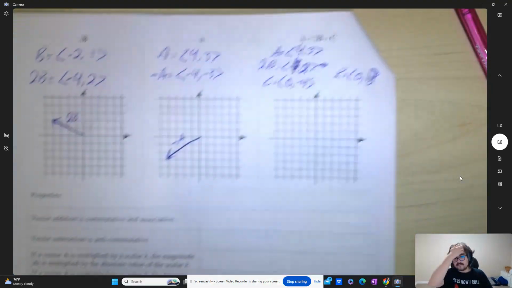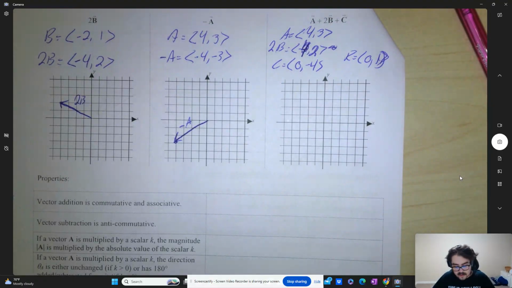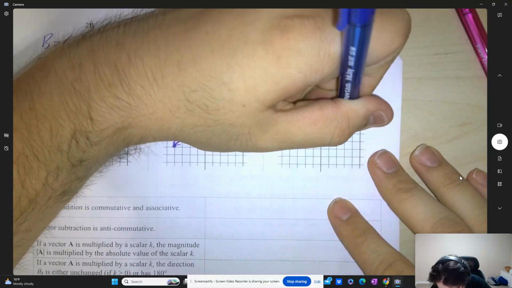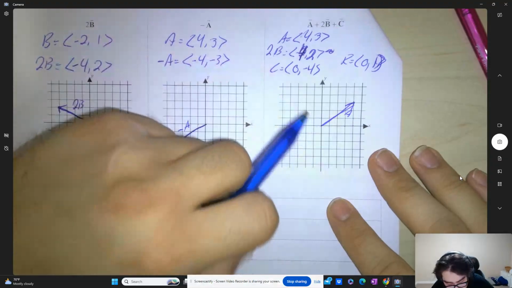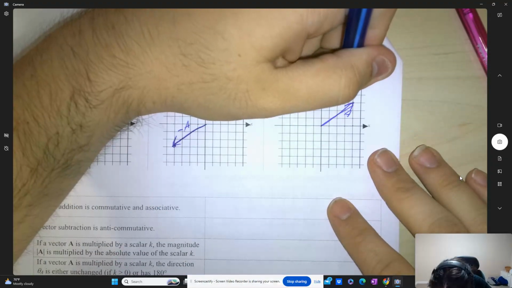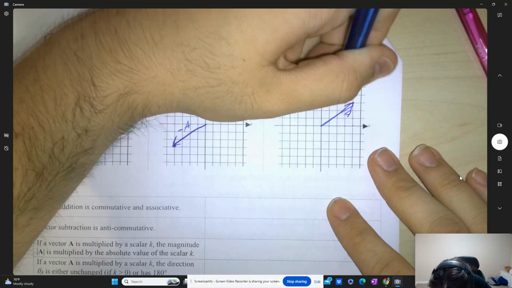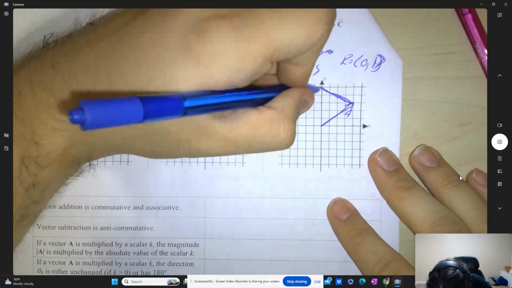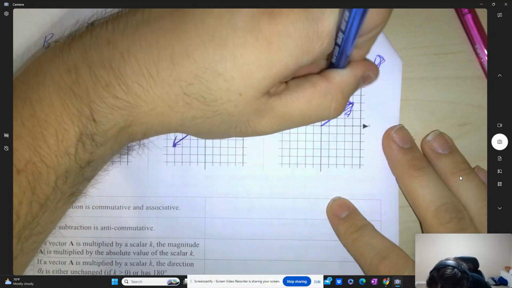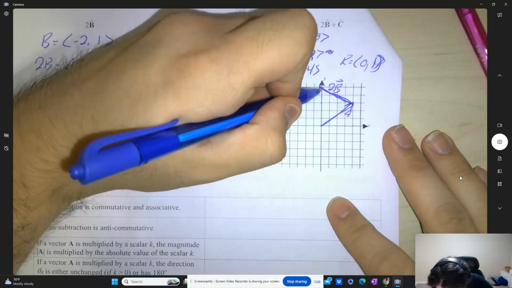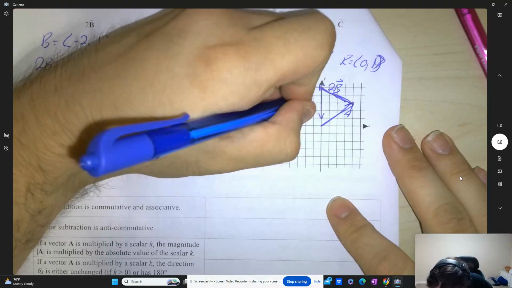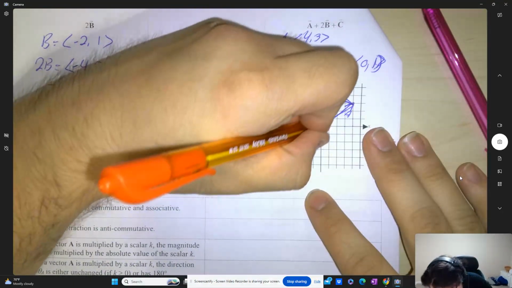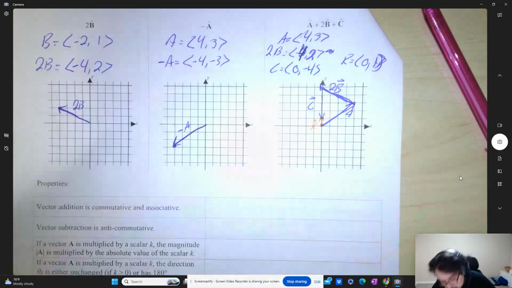Okay? And so when I draw all of them together, A is going to be 1, 2, 3, 4, 1, 2, 3. Okay, there's A. 2B is going to be negative 4, so 1, 2, 3, 4, 1, 2. Okay, that's 2B. Okay, and then 1, 2, 3, 4. That's going to be C. So your resultant literally just comes from the origin and goes straight up 1. Okay?